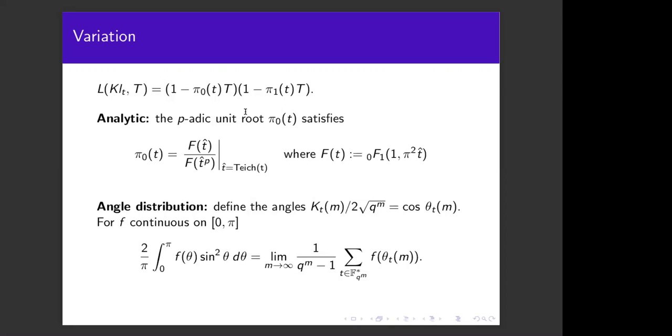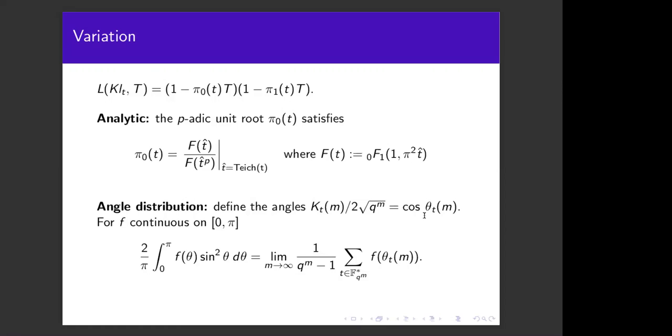Another way to describe variation of the roots is by angles. It turns out that the absolute value of the Kloosterman sum is bounded by 2 times the square root of q to the m power. So when you take the quotient of this, you get a number between -1 and 1. Also, Kloosterman sums are real numbers, so this is a real number bounded between -1 and 1, and so it is equal to the cosine of some angle. As m varies, these angles will vary, and as t varies, the angles will also vary.